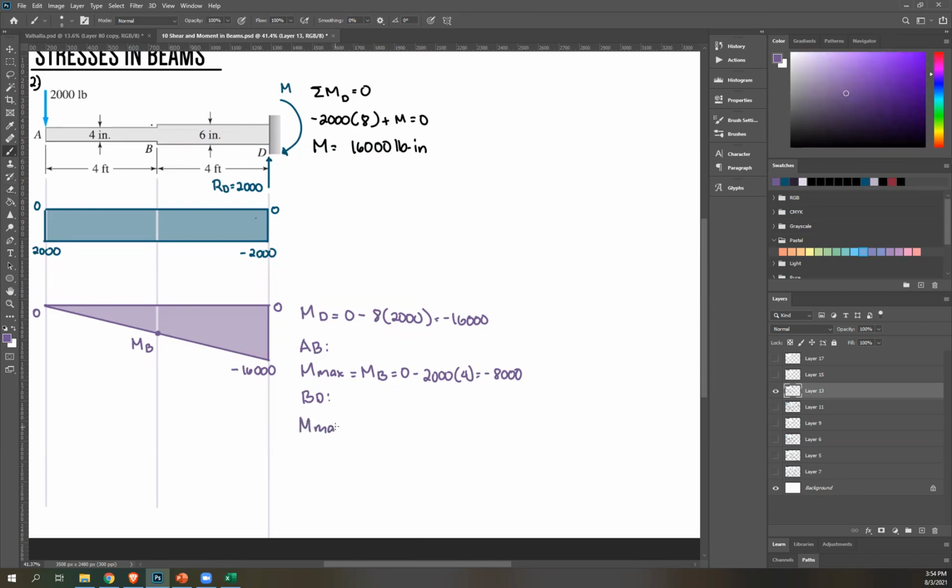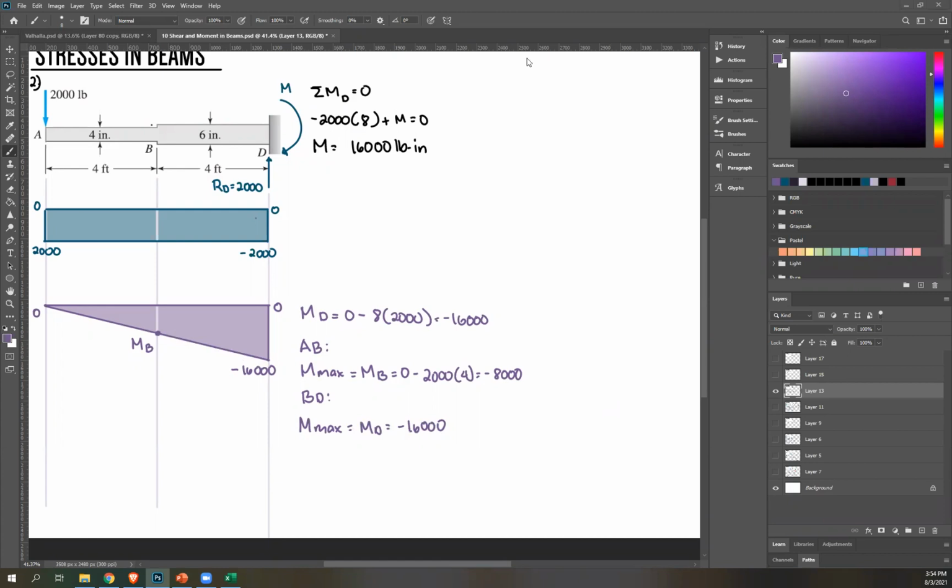So M max. Again, maximum moment depends on your shear moment diagram. This is the shear moment diagram for section BD. We're going to look for the largest value, and that's this point, right? This is the largest value out of all of these points. So that's 16,000, so that's MD, negative 16,000. Now that you have that, you'll just use your flexural stress equation.